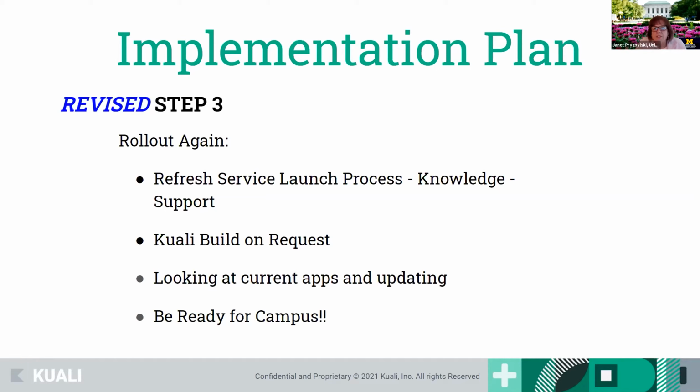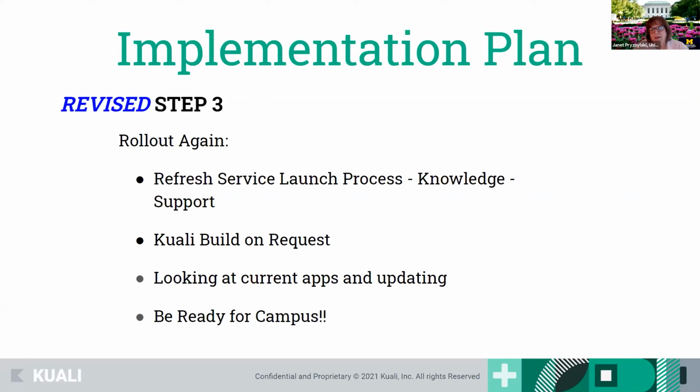We're also going to be needing to take a look at our current apps and updating them. Over the year, Kuali has done unbelievable work adding new features and new functionality into Build. So we need to look at our current apps and see how we can make those better. And then we need to get ready for campus. We need to look at the presentation and demonstration that we had set up last year and get it working remotely, as we're doing right now, so that we can do remote knowledge transfer and remote demonstrations and help our campus partners with that.